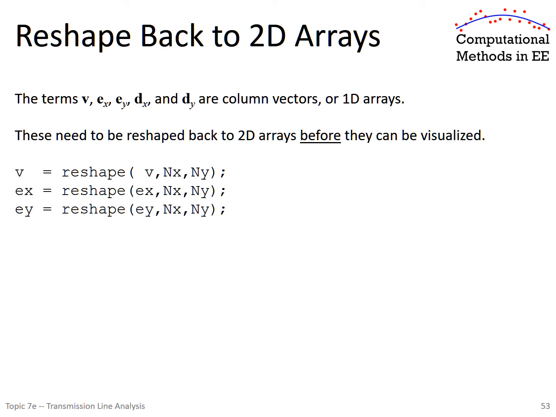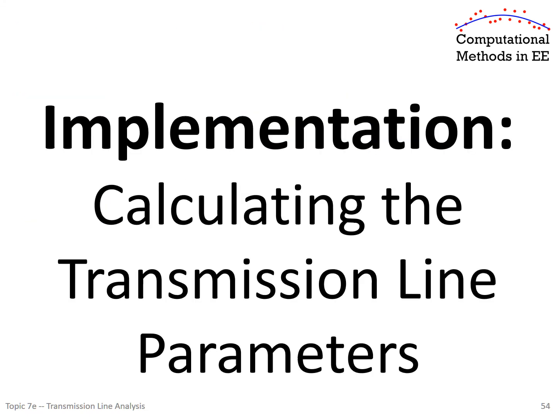Don't forget, our output now is just column vectors. We can't directly visualize those. We need to reshape those back to our 2D arrays. Once we do that, then we can go to MATLAB, call imagesc or pcolor, and see beautiful pictures of our scalar potential and electric field around our transmission line. But don't forget to reshape. That's an easy mistake to make.